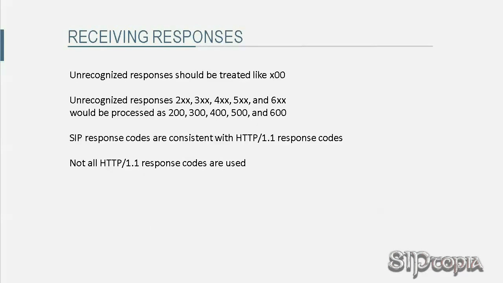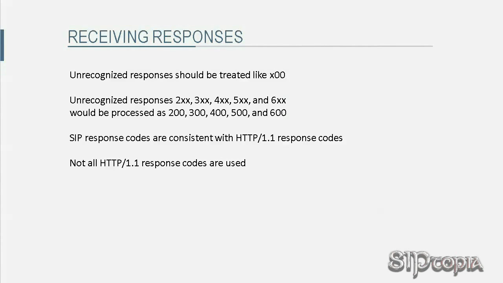So moving on, Tarzan sent out the INVITE message and he is now waiting for a response. What would Tarzan's SIP phone do if the response was not what he was expecting? Well, first of all, if a UAC receives a response that it does not recognize, it should treat the response like it's the first response in its class, X00. The exception, just to mention here, is the unrecognized provisional responses, which should be treated as 183.